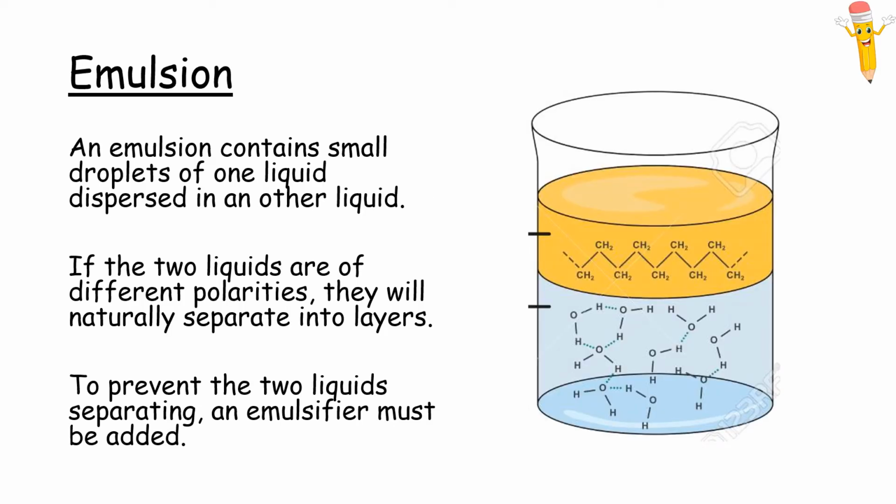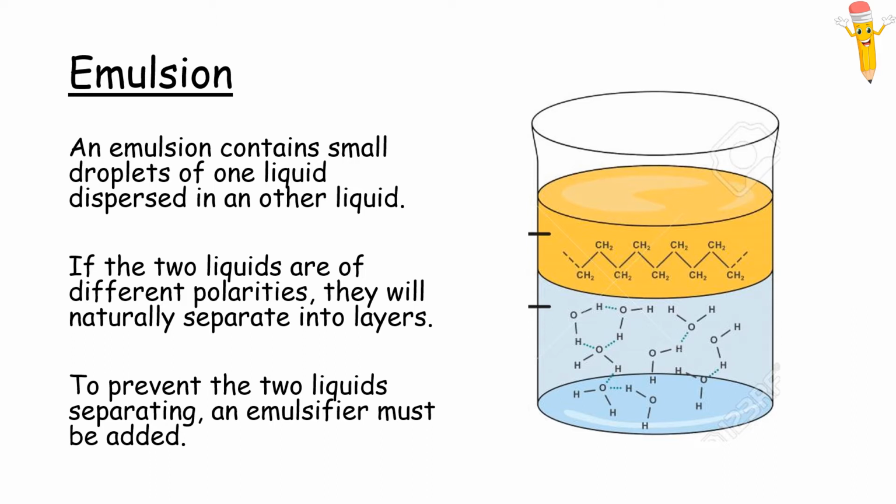Okay, so this is Higher Unit 2, and this video is on emulsions. For emulsions, what we need to know is that an emulsion contains small droplets of one liquid dispersed within another liquid. If the two liquids are of different polarities, they'll naturally separate into layers.